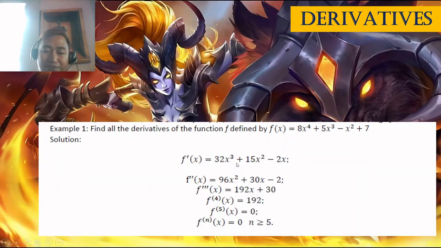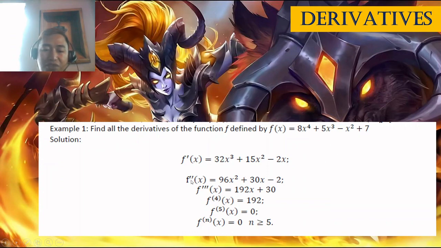Okay, f prime of x, the first derivative: 4 times 8 is 32, x cubed, since the exponent decreases by 1. 3 times 5 is 15, x squared. Then 2 times negative 1 is negative 2x. The derivative of 7 is 0, so 7 disappears.